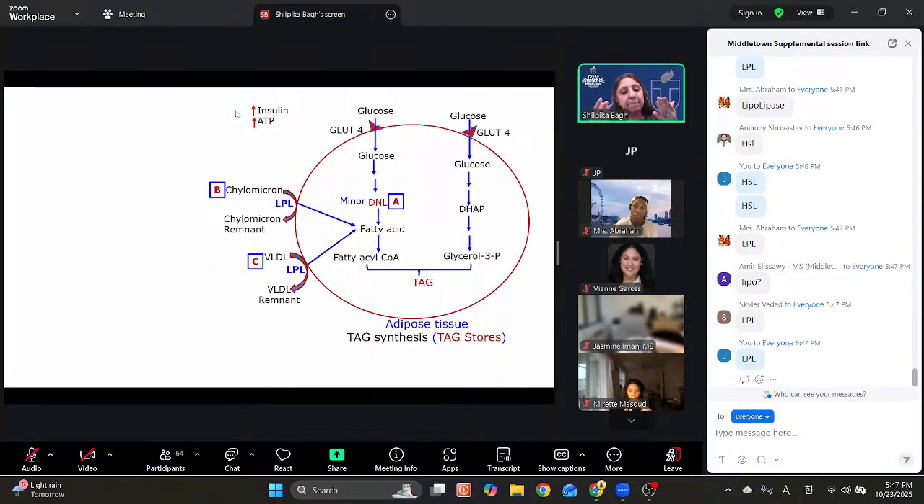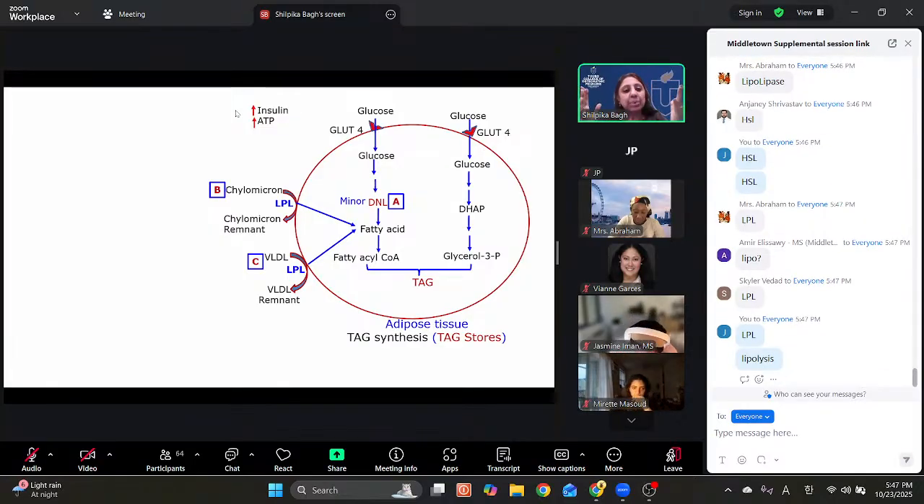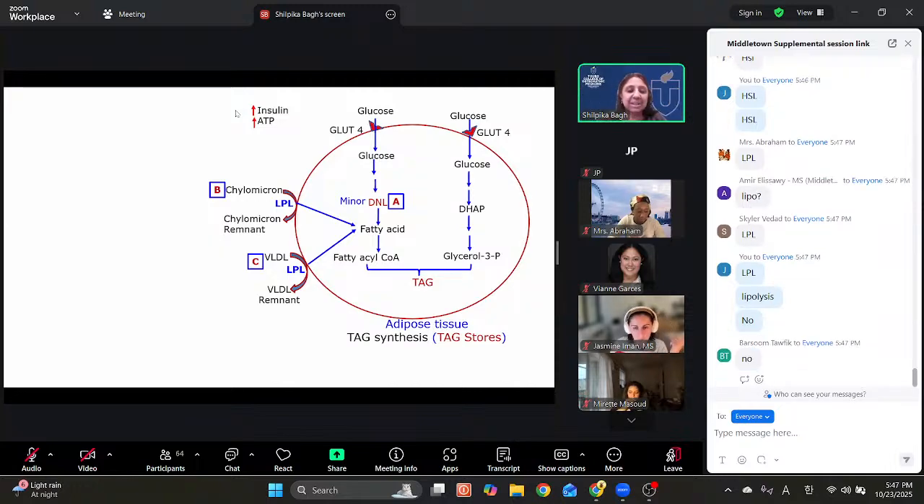Because hormone sensitive lipase is digesting TAGs where? In the adipose tissue. Is that TAG lipolysis? When they test you on the enzyme connected to the pathway, HSL is the enzyme for which pathway? TAG synthesis or TAG lipolysis? TAG lipolysis. Is TAG lipolysis a well-fed state pathway? No. So HSL is not active in well-fed state.